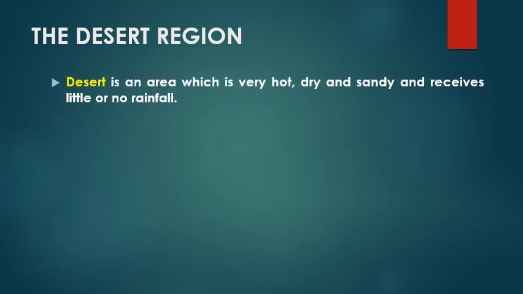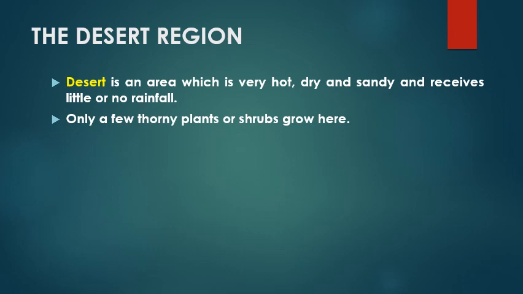Desert is an area which is very hot, dry and sandy, and receives little or no rainfall. So this land is full of sand. It is very hot, it is dry. And why it is dry? Because it receives very little or no rainfall. Only a few thorny plants or shrubs grow here, because you must understand that in sand not many plants can grow.